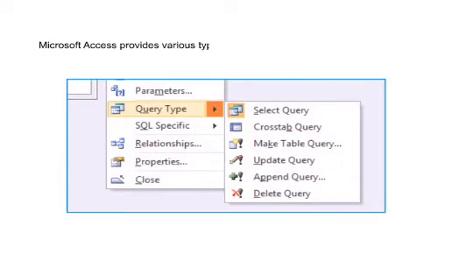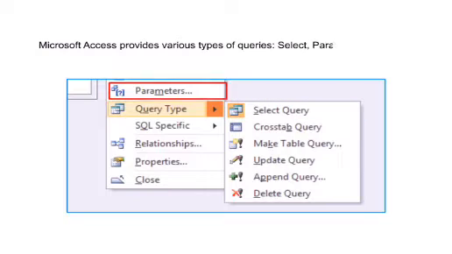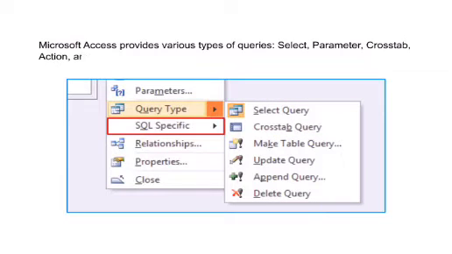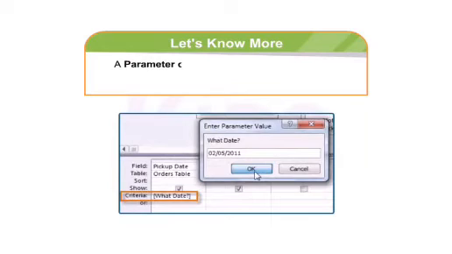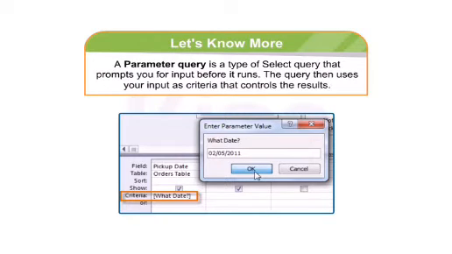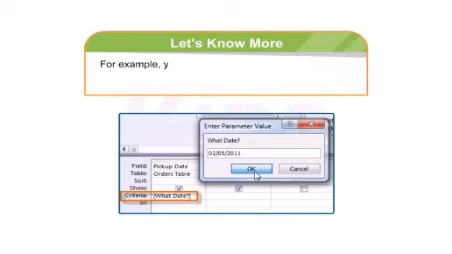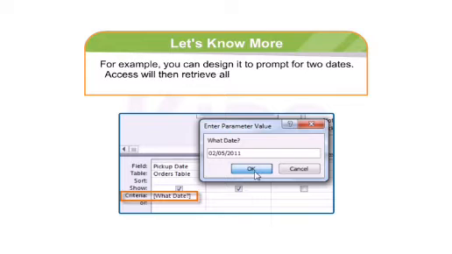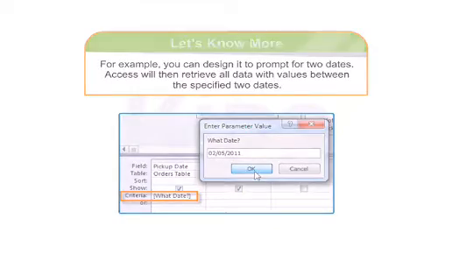Microsoft Access provides various types of queries: select, parameter, cross-tab, action, and SQL, structured query language, query. Students note a parameter query is a type of select query that prompts you for input before it runs. The query then uses your input as criteria that controls the results. For example, you can design it to prompt for 2 dates. Access will then retrieve all data with values between the specified 2 dates.